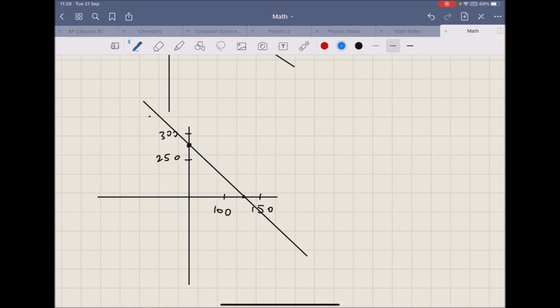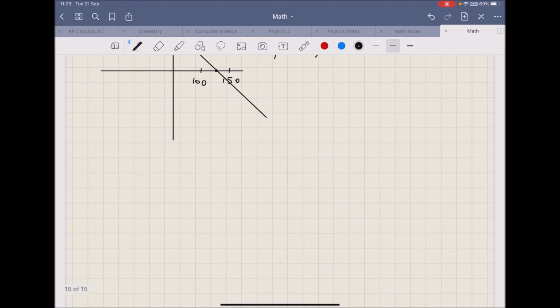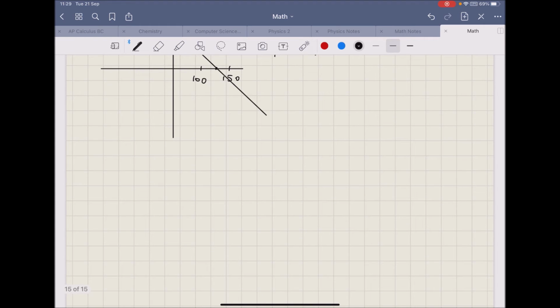So here, the x-intercept is this, and the y-intercept is this. So the x-intercept is simply (125, 0). The y-intercept is (0, 275). So that's intercepts from a graph.